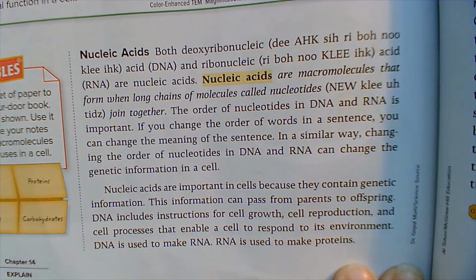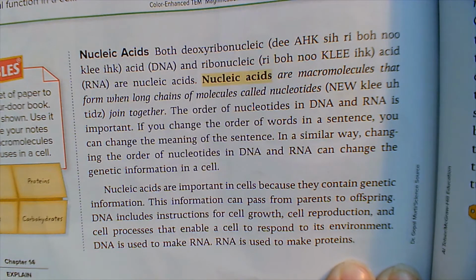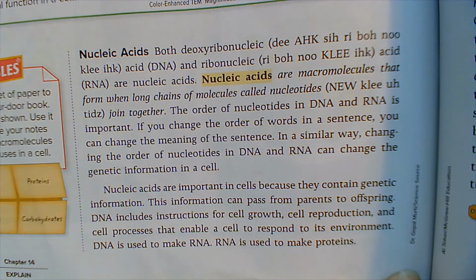At the bottom of page 500, let's look at nucleic acids. So both deoxyribonucleic acid, or DNA, and ribonucleic acid, or RNA, are nucleic acids. Nucleic acids are macromolecules that form when long chains of molecules called nucleotides join together. The order of nucleotides in DNA and RNA is important. If you change the order of words in a sentence, you could change the meaning of the sentence. In a similar way, changing the order of nucleotides in DNA and RNA can change the genetic information in a cell. Nucleic acids are important in cells because they contain genetic information.